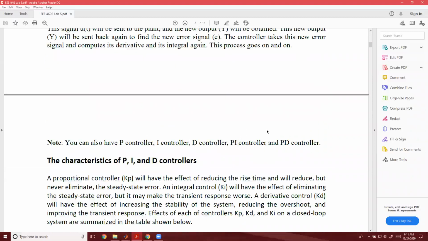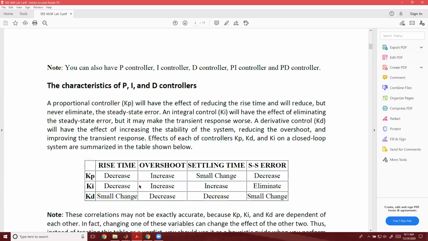So what do these controllers actually do? If you look at this table, it gives you a basic idea of what each controller does. So Kp, the proportional controller, will reduce the rise time and will reduce the steady state error, right? So those are the positives. But it also increases the overshoot. So that's a bad thing. And it does not change the settling time.